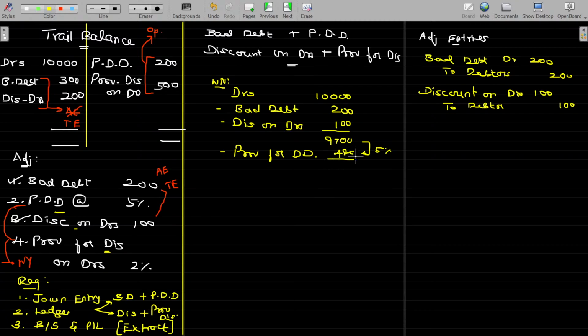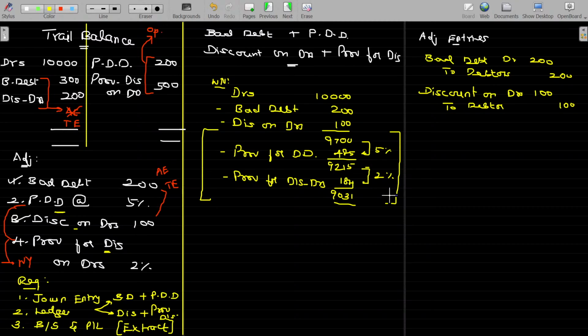After subtracting that, the balance being 9,215, minus provision for discount on debtors. This value being 2% on this, so we have to calculate 2% on this. The value being 184. Am I right? Subtract that 184. Finally, you will be getting 9,031. This will appear in the balance sheet. This block will appear on the asset side of the balance sheet.